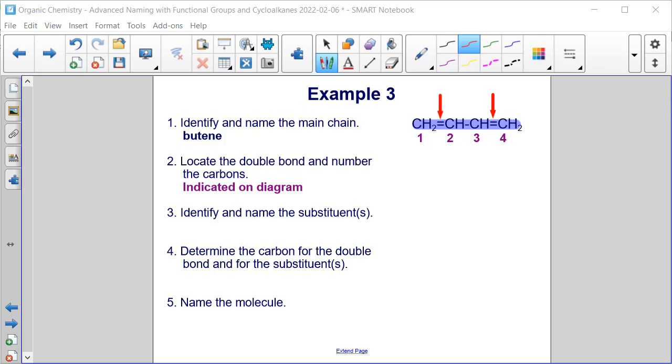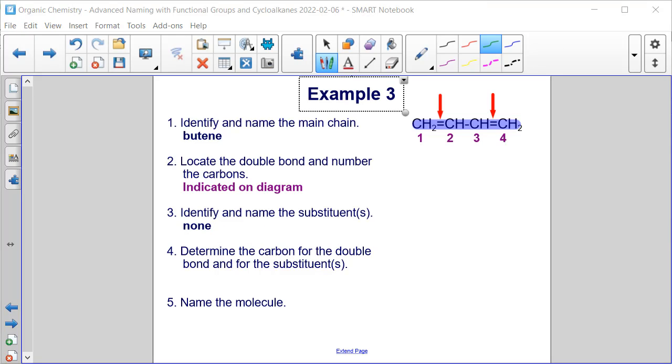All right, once we've numbered and located the double bonds, we have to look for any substituents and name them. You can see here there are no carbons branching off of the main chain. There's just the 4 carbons in the main chain. So there are no substituent groups. So we'll just say none there.